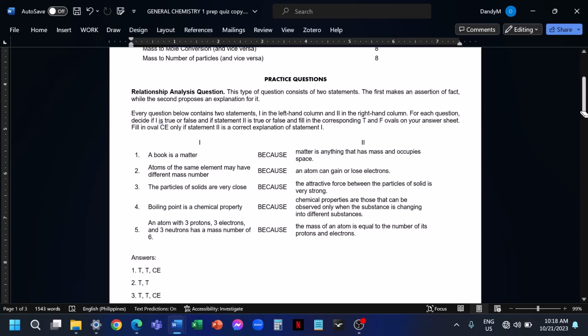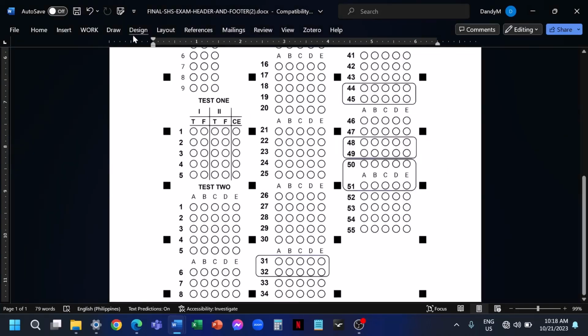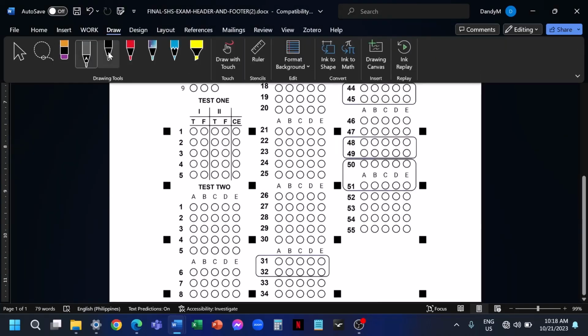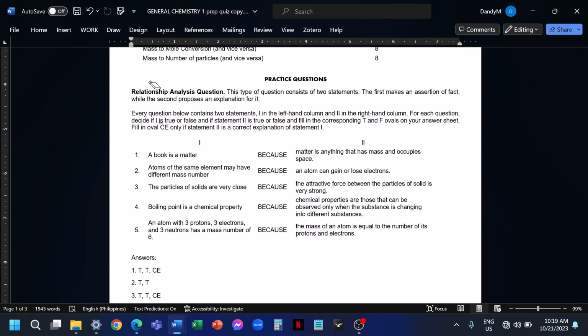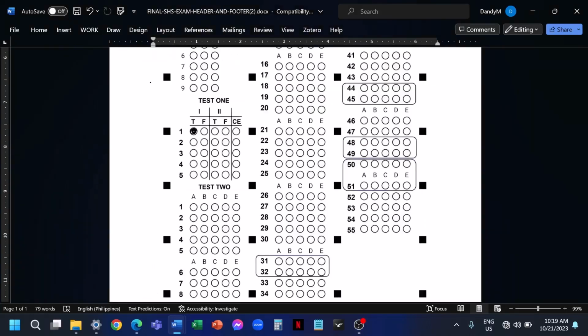Here, a book is a matter because matter is anything that has mass and occupies space. Again, for the first statement, a book is a matter. So this statement is true. So again, you go to your answer sheet and then you fill in, you shade true over there. Then that's for statement 1. Then for statement 2, matter is anything that has mass and occupies space. This one is also true. So you go to your answer sheet and also shade this one.